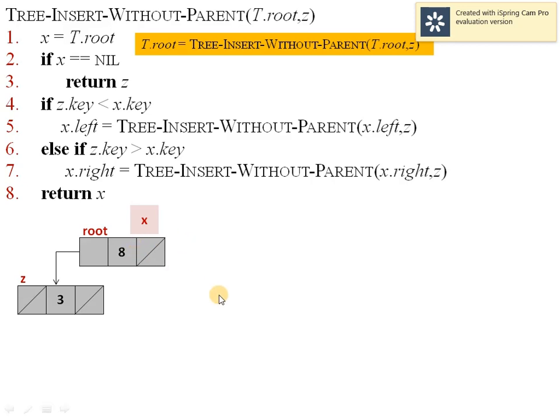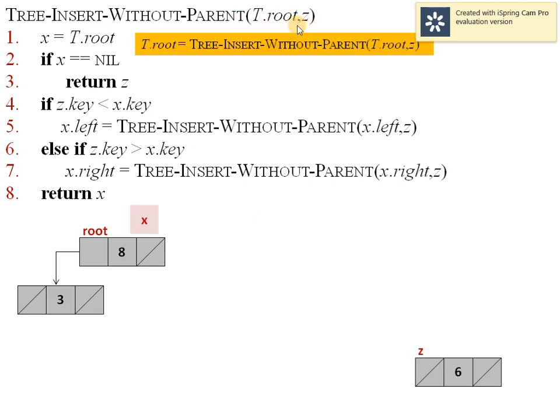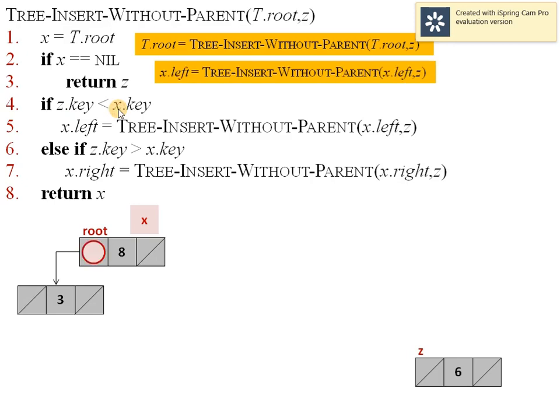So next we will try to insert 6 in this binary search tree. So we have this binary search tree and now we are trying to insert a new node 6. Again we have created a node and now we will call this function. So x is pointing to root, so x is pointing to 8. Is z dot key, that is 6, less than 8? Yes. So we have to execute x dot left equals to tree insert without parent x dot left comma z. So basically we are going to update this pointer of the node by means of this function.